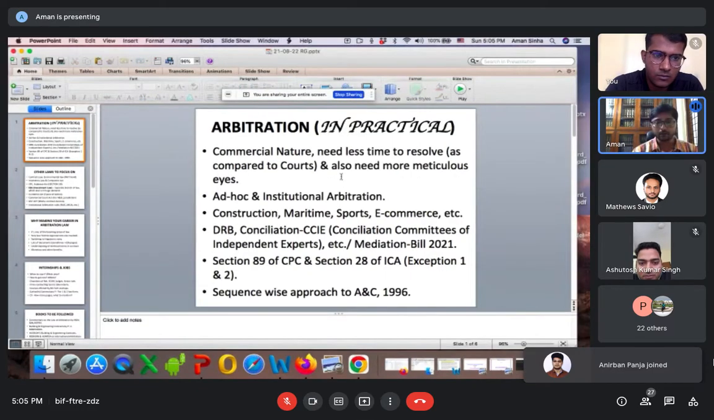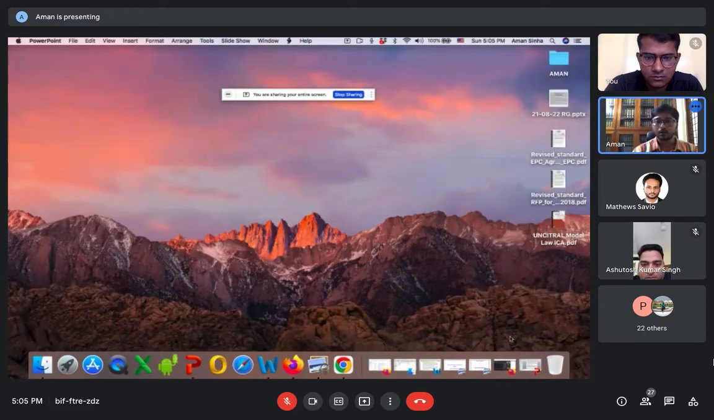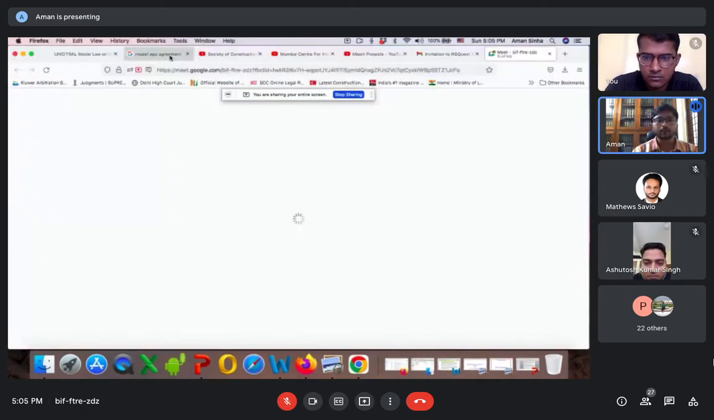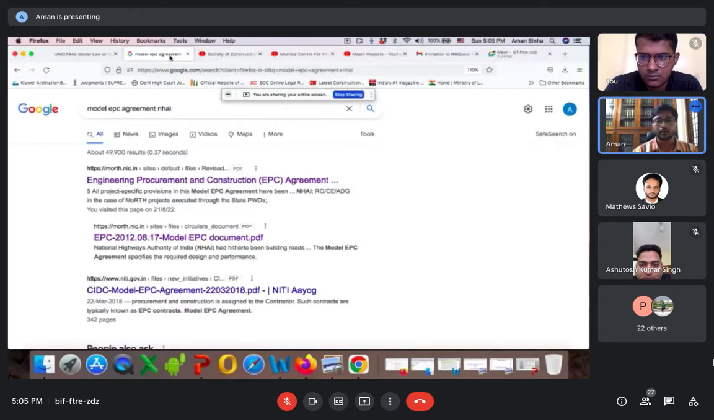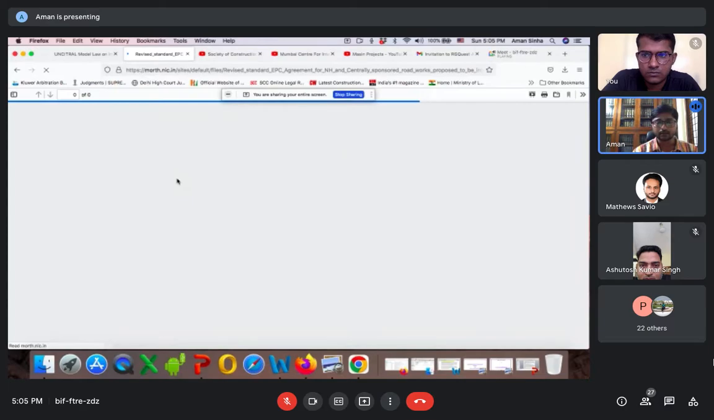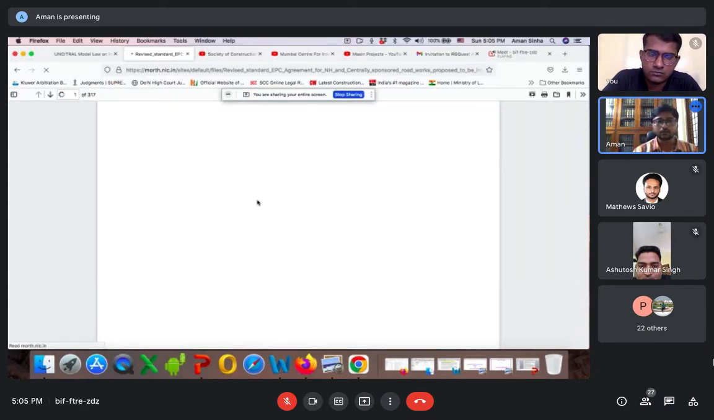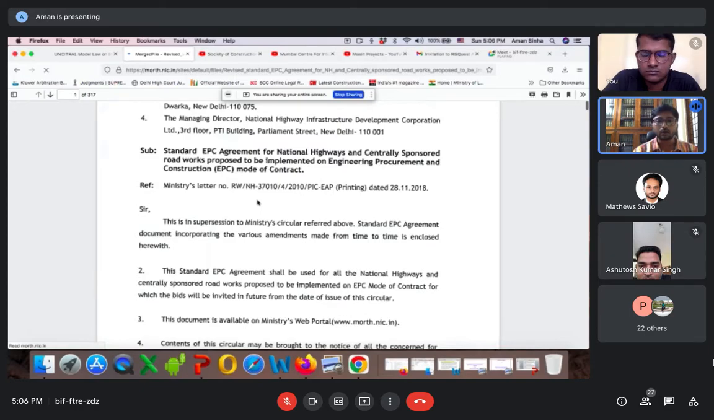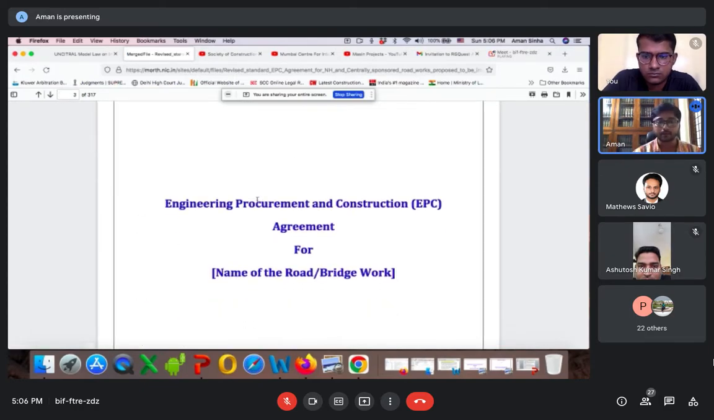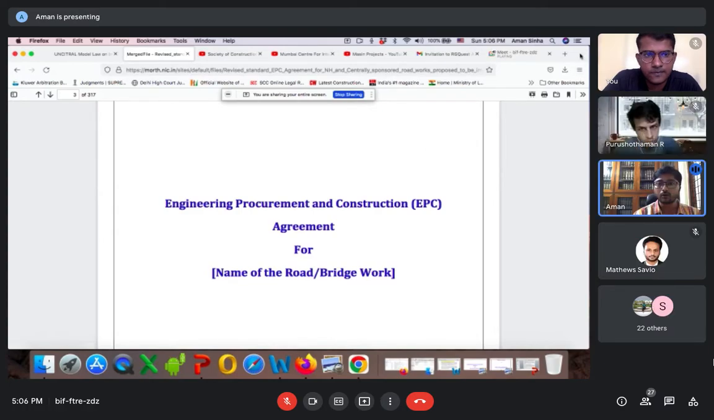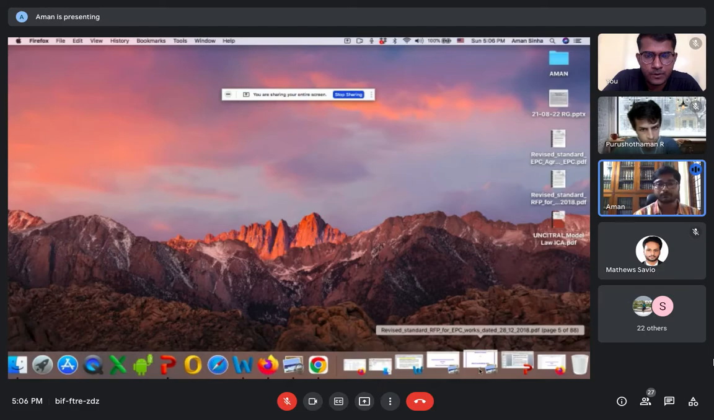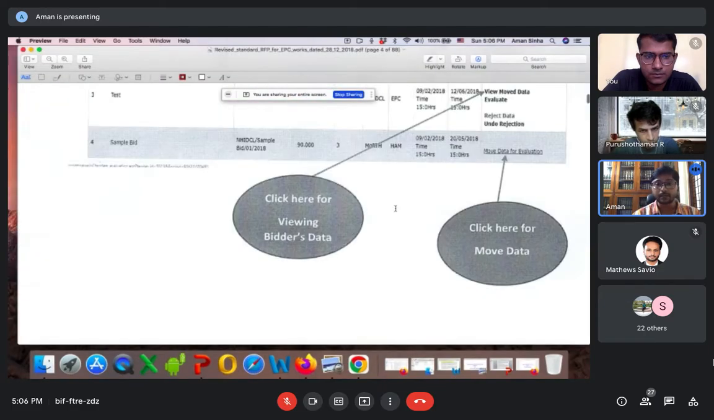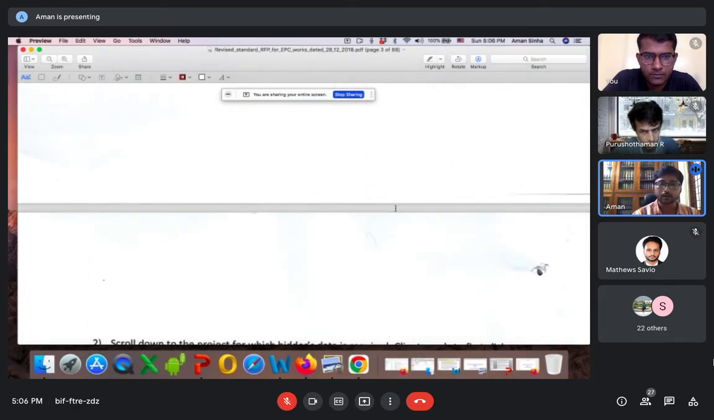Now before going more into this, what is DRB, what is conciliation, I would like to show you how you can approach it. If you just search for the model EPC agreement, NHAI, which is a nodal agency under MORTH, the Ministry of Road Transport and Highways, you will get a document like this, which will contain the contractual provisions, meaning how contracts happen between the parties. And before that, there is one more, which we call the request for proposal. I'm starting from the initial point, meaning how a construction project starts, how it begins.